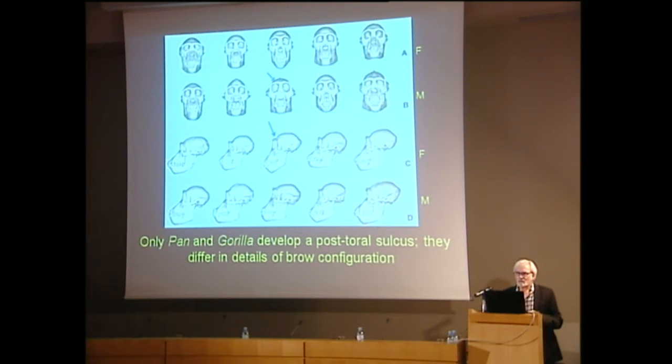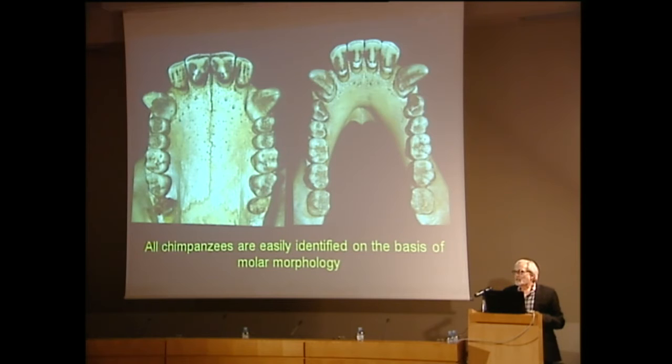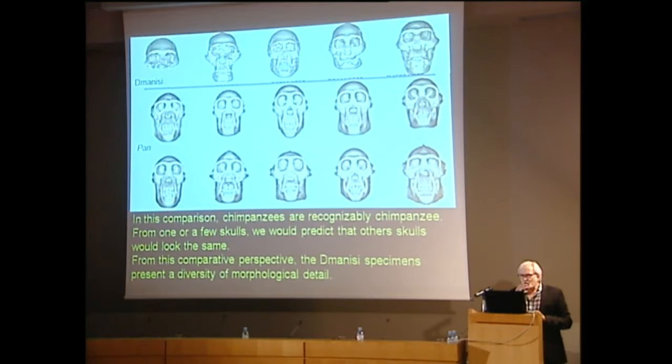They're straight across in gorillas, they develop that way, and they are more undulating in chimpanzees. Another thing is that you can always identify chimps by their teeth, and they have particular patterns of crenulation as well as cusp configurations. So going back then to the comparison between the Dmanisi specimens and Pan, what I would ask is, can you actually equate the two in terms of the differences?